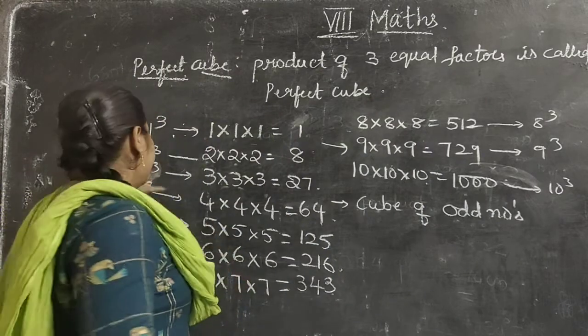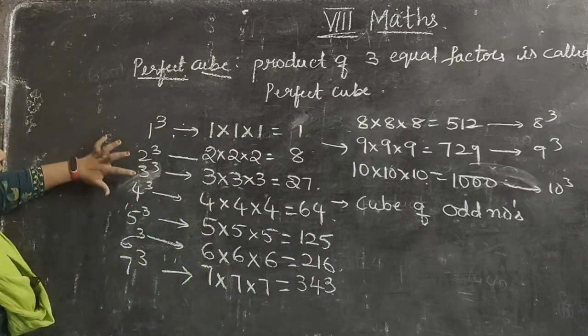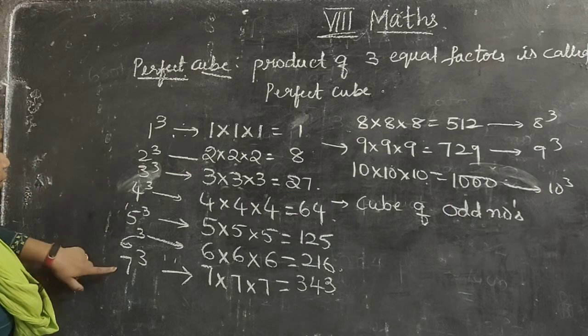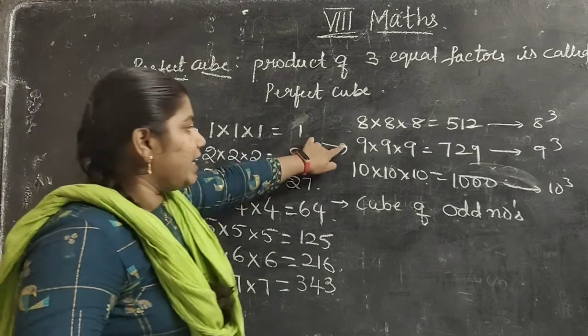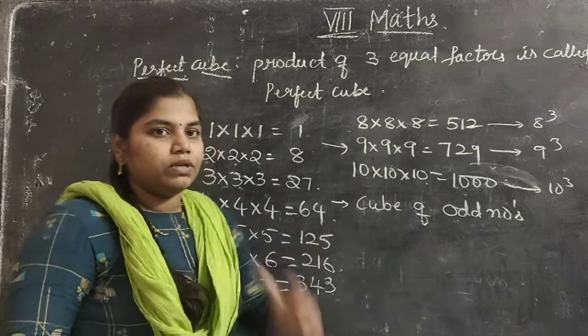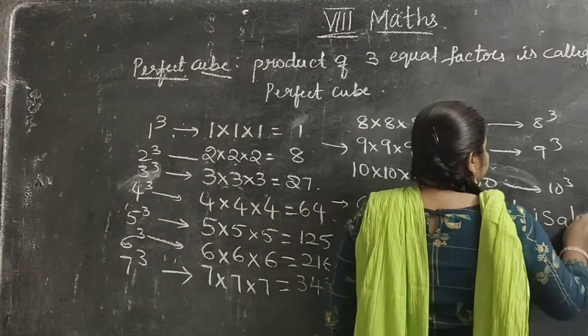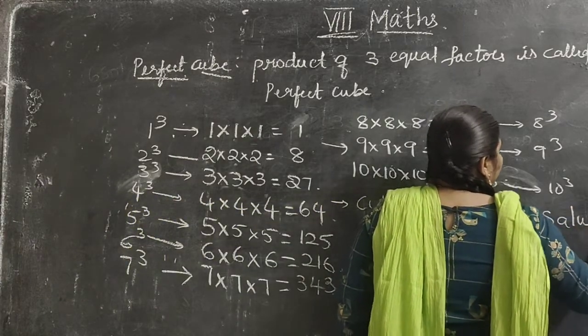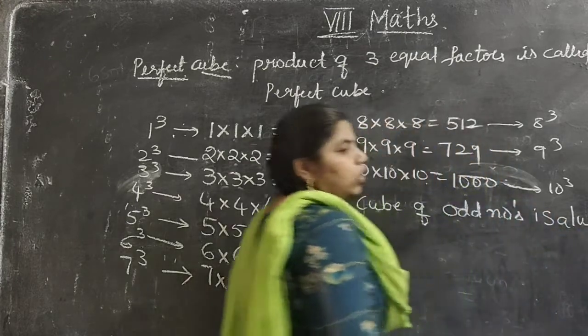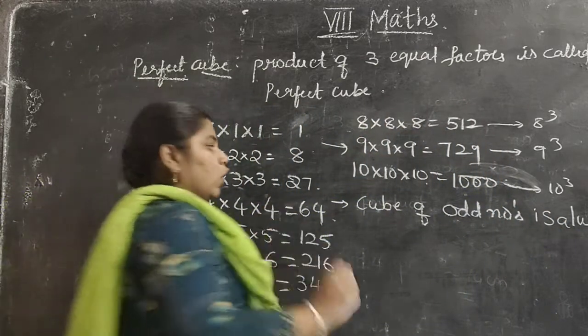Cube of odd numbers. What are odd numbers? 1 is an odd number, 3 is an odd number, 5 is an odd number, 7 is an odd number, 9 is an odd number, and so on. We have so many. So cube of an odd number is always odd. If you cube any odd number, it will always be an odd number.